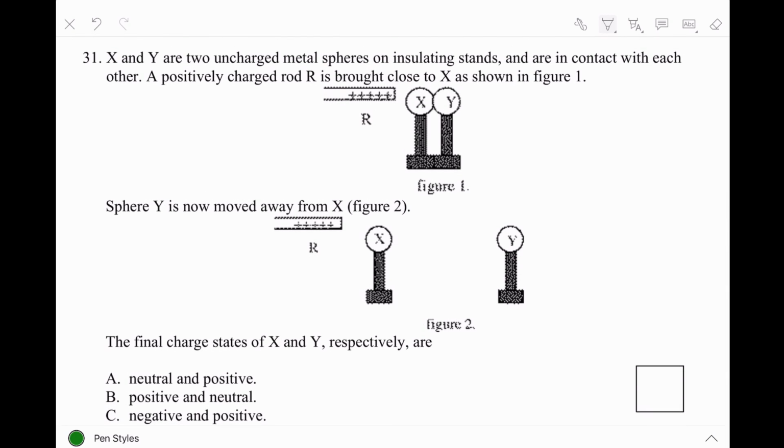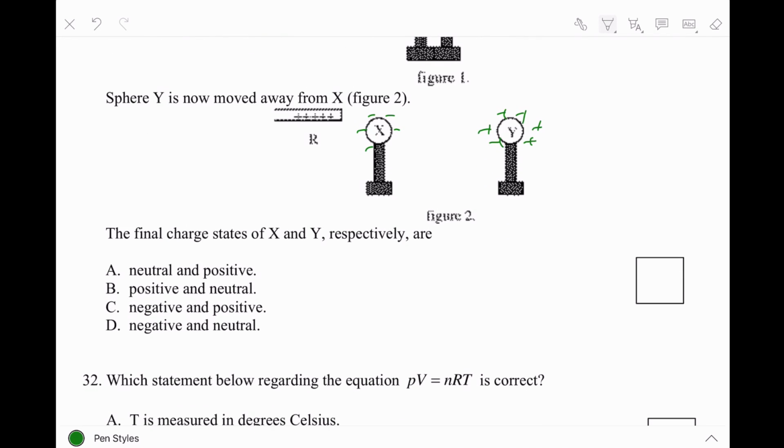Number 31. Now, when you have a positive here, what do you get here? Negative. So you got positive this side. Now you separate. So your negative is still here, your positive is still here. So this is negative and positive, C.